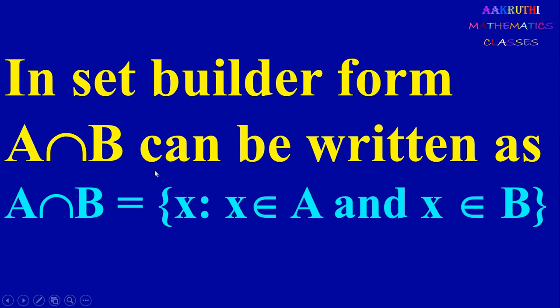In set builder form, A intersection B can be written as A intersection B equal to the set of all x such that x belongs to A and x belongs to B. Here important is "and". That means x is present in A and x is also present in B. That means x is present in both A and B sets. Intersection means you have to write common elements. It should be present in both sets.